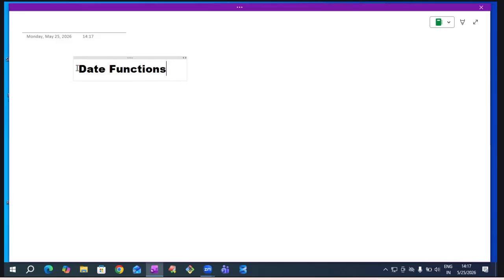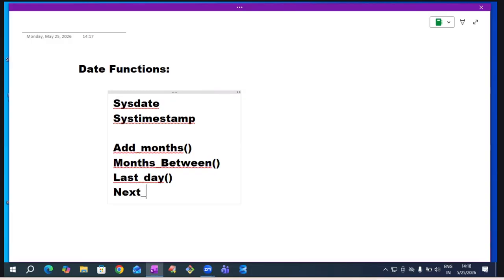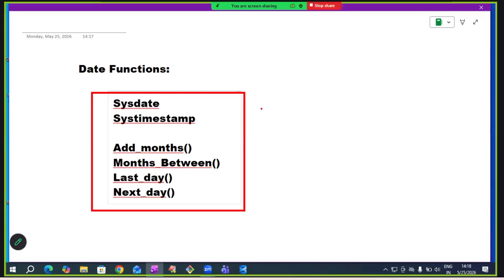Oracle SQL provides date functions like sysdate. You already know this one. Systimestamp, this also you know. Apart from these two, add months, months between, last day, and next day. These are the important date functions. Not only these, many functions are there. These are important.